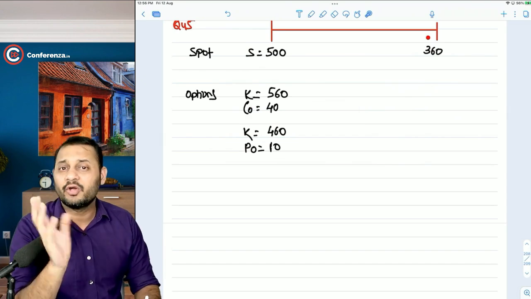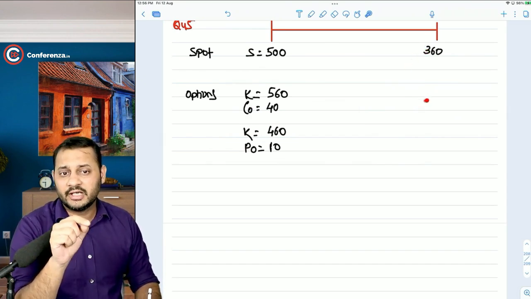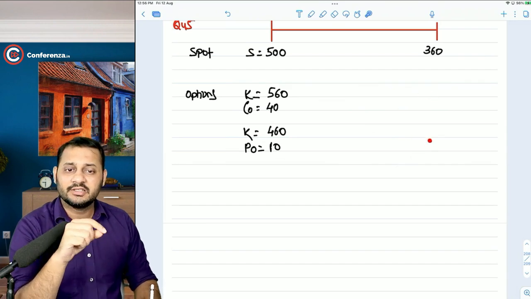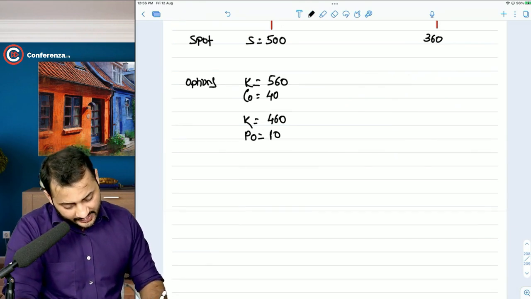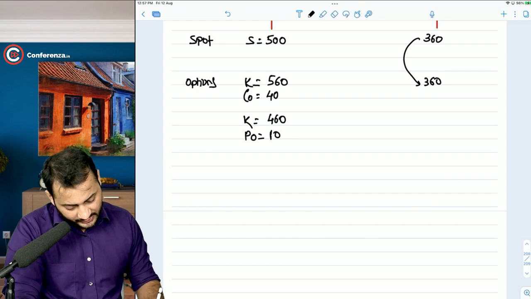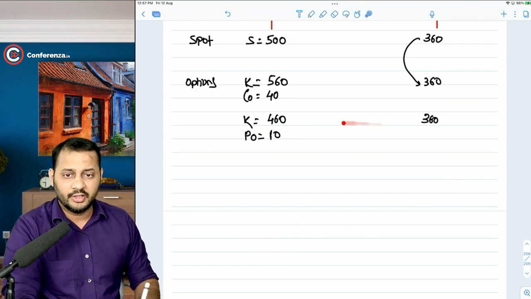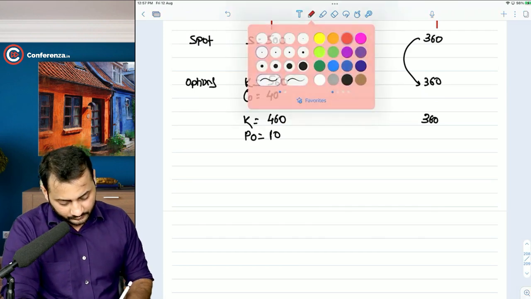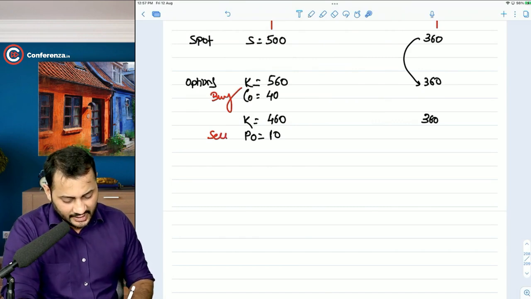And at expiry, what will happen, sir? If the spot price is 360, the strike price of the call option will be 560. The strike price of the put option will be 460. Now, understand, at expiry due to convergence effect, the spot price will be 360 in this market. Now you tell me, you have the right to buy the shares in one option and sell the shares in the other option at these prices.